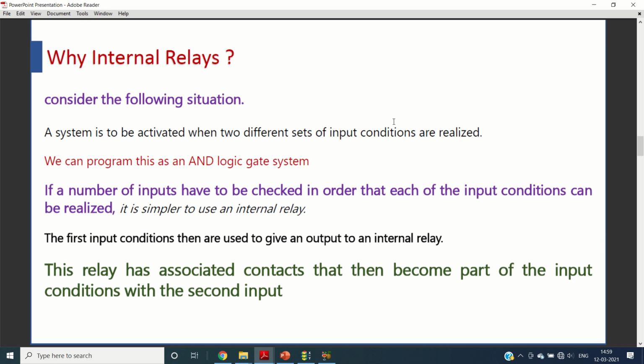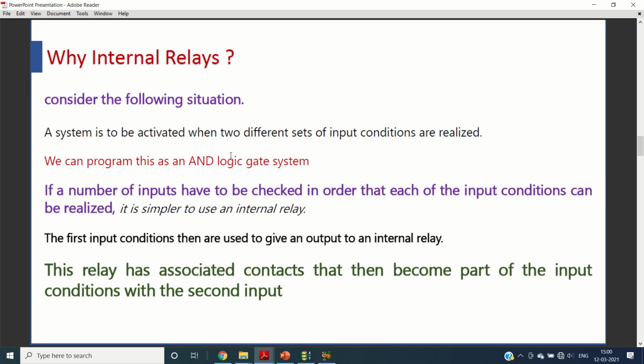इसका मतलब क्या है कि both input conditions जब yes हो जाएगा तब तुम्हारा system activate हो जाएगा. तो definitely you have no option other than AND logic. ठीक है, जहां तक दो input की सवाल है situation बहुत आसान है. But now if a number of inputs have to be checked in order that each of the input conditions can be realized. Here एक input condition के लिए there are number of inputs and many of such input conditions ultimately realize one output only. If this is the situation, then internal relay is the only answer.